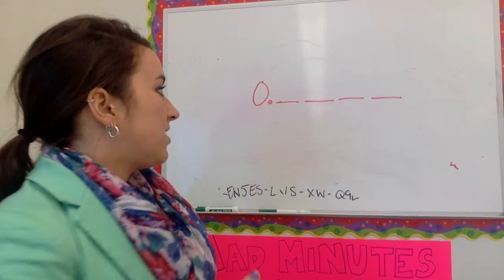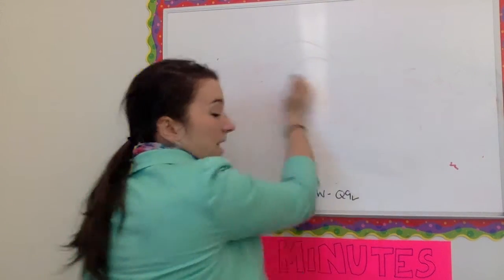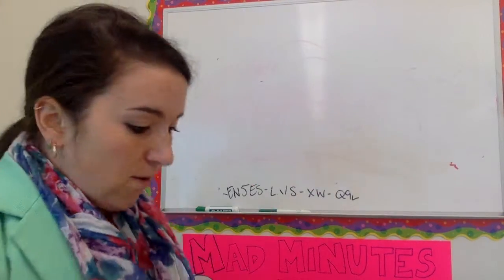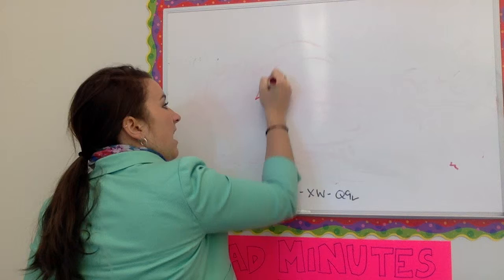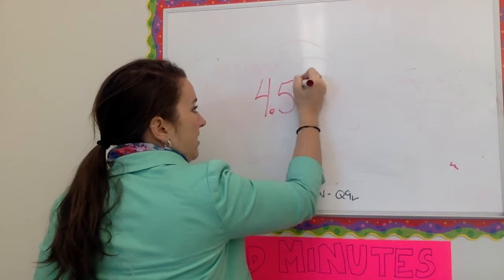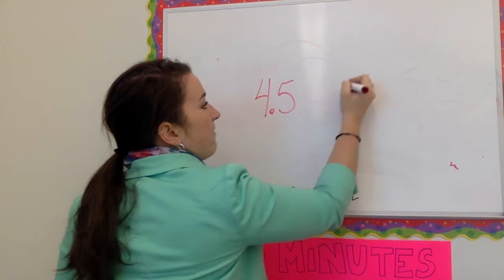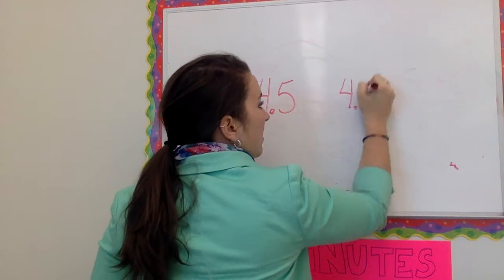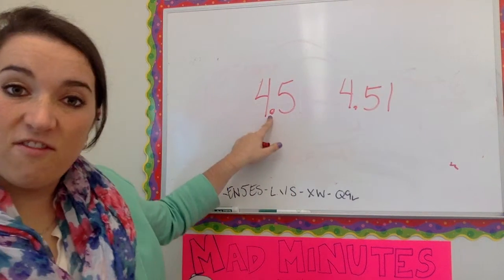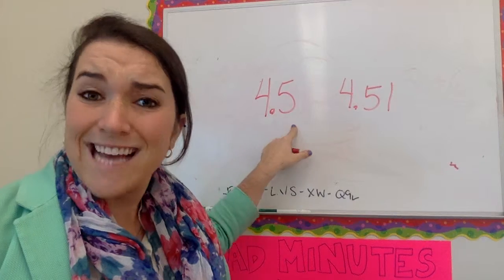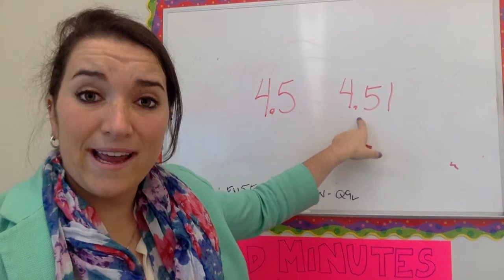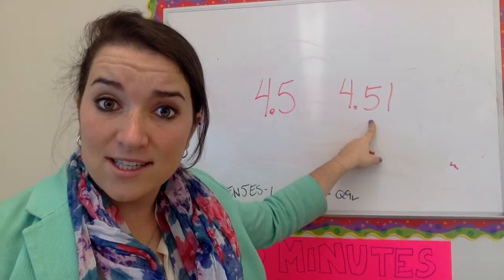All right, so now let's look at part one. Part one would probably be pretty easy for most of you. It's just circling the larger number because this is something we really need to get down and be able to see right away. So if we have 4.5 and 4.51, this is 4 and 5 tenths. This is 4 and 51 hundredths.